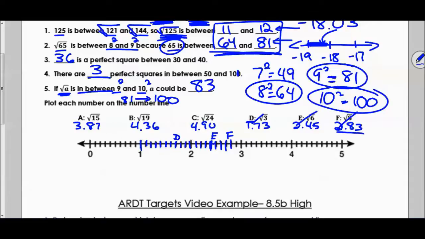Our next one is 3.87. So that is 3, and then 3.1, 2, 3, 4, 5, 6, 7, 8. It's just in front of that 9, so let's put it right there. Just in between those two, that's our A. Now we have B and C, 4.36, this is 4, 4.1, 2, 3. It's a little bit past that. That's where B goes. And C is 4.9. I'm going to count backwards from 5. That's 5, so that's got to be 4.9. And that's our last one, that's C.